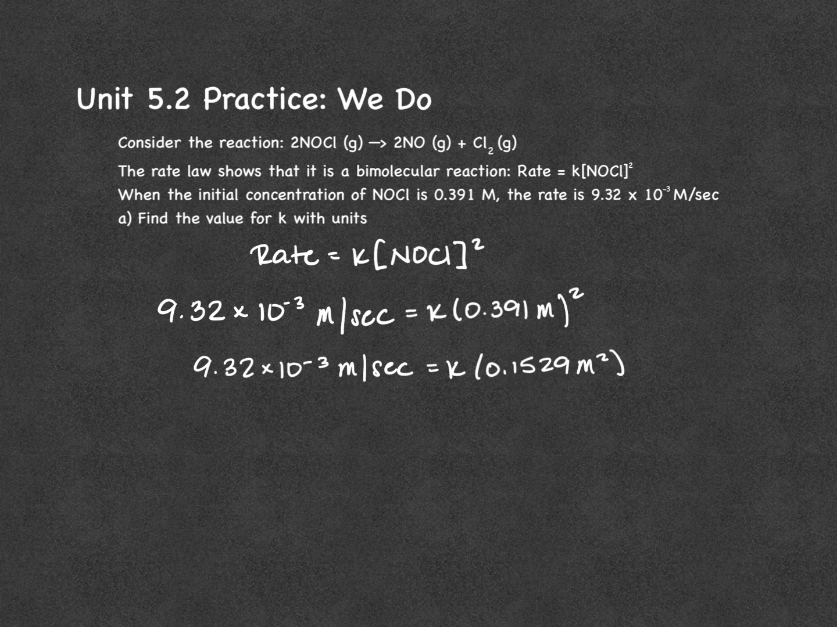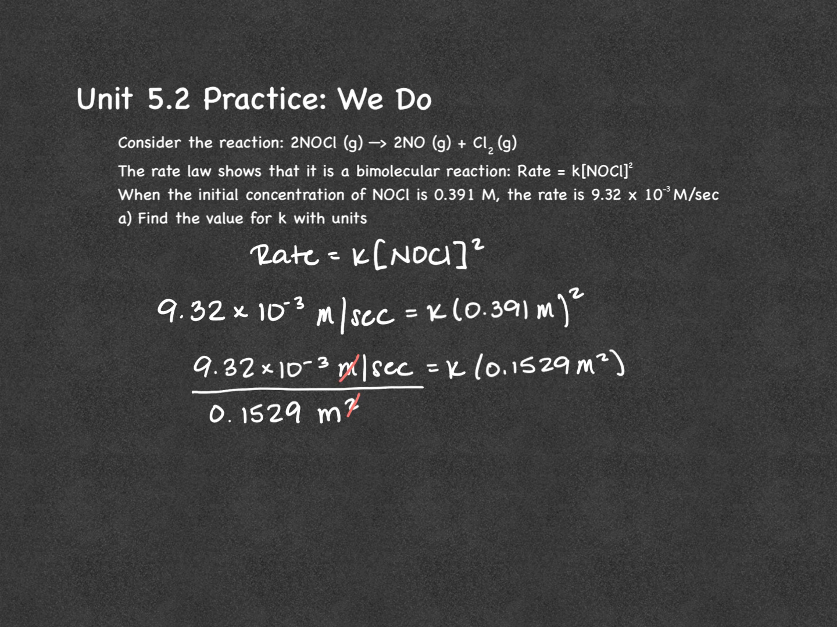0.1529 molarity squared. And then in order to isolate K, we need to divide our rate by our new concentration. So we're going to have 9.32 times 10 to the negative third molar per second divided by 0.1529 molar squared. So now we need to clean up our units a little bit before we continue with our math. So we're going to cancel out our molar on top and one of our molarities on the bottom for our units. And now we're going to be left with molar times seconds, but on the bottom.